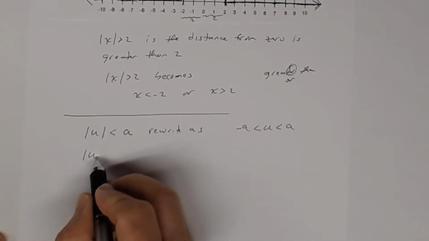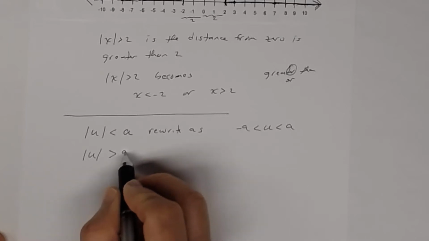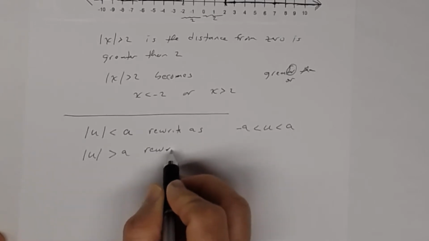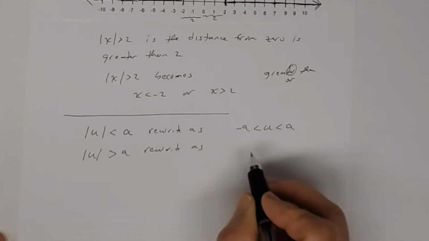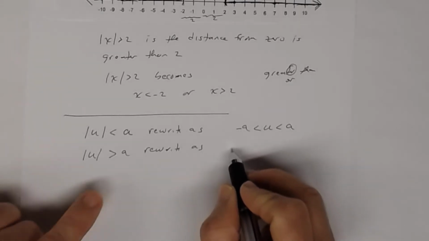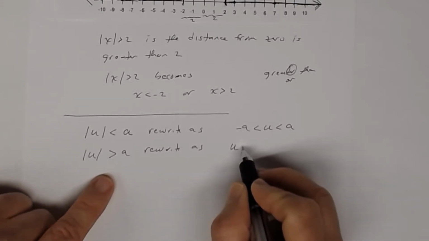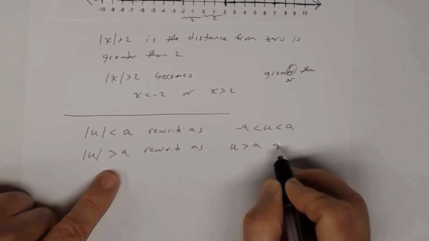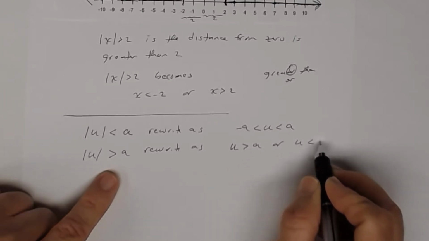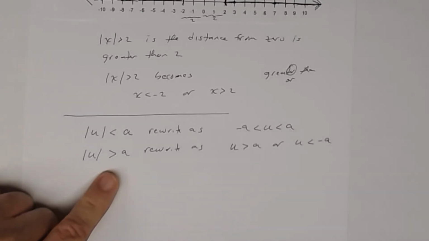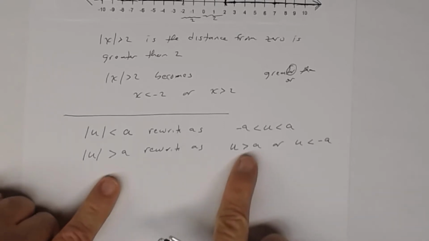If you have this one, absolute value of u is greater than a, you're going to rewrite it as an or statement. So you can write it as u is going to be greater than a, or u will be less than its opposite, -a. All right. So be careful with this one.